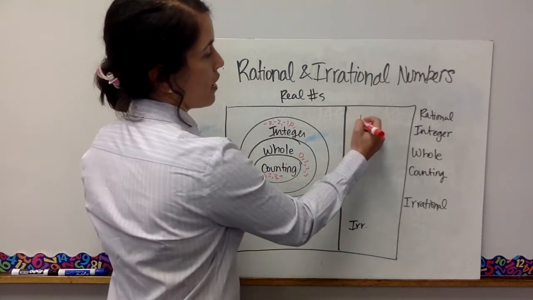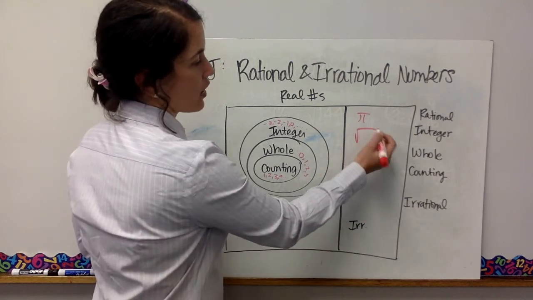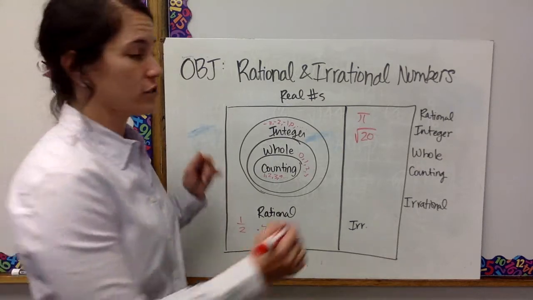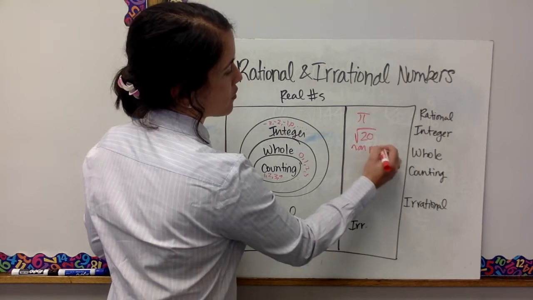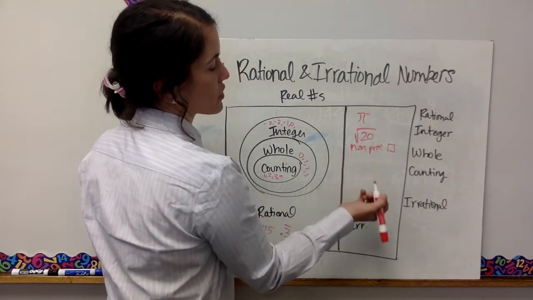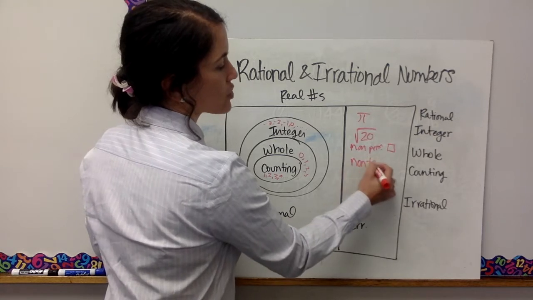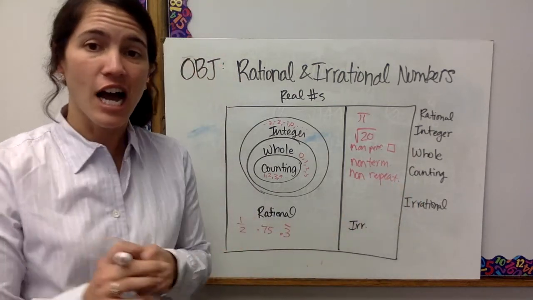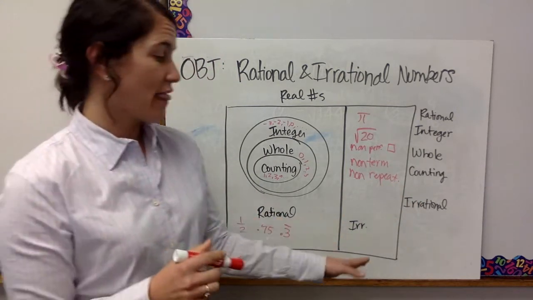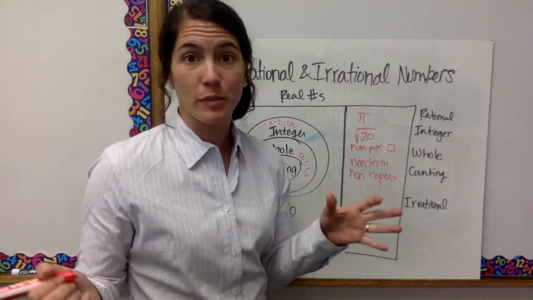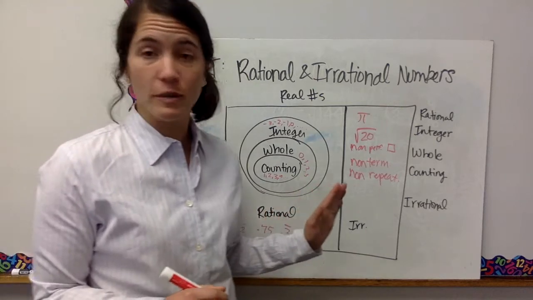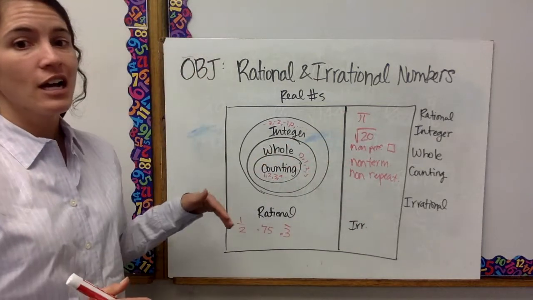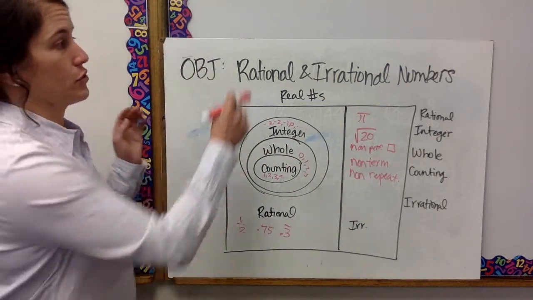So over here we have pi is irrational, and the square root of non-perfect squares. So I'm just going to write non-perfect squares. The square root of non-perfect squares. Non-terminating and non-repeating decimals. And those are irrational. So if it's a decimal that repeats, it is rational. If it doesn't repeat, if it doesn't end, then it's irrational. So we have rational and irrational, the two different types of numbers in the real numbers.